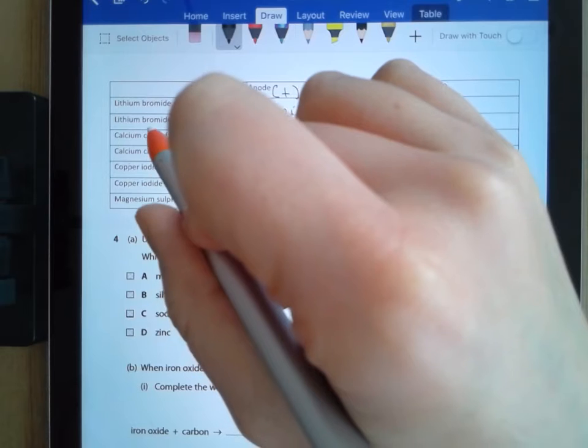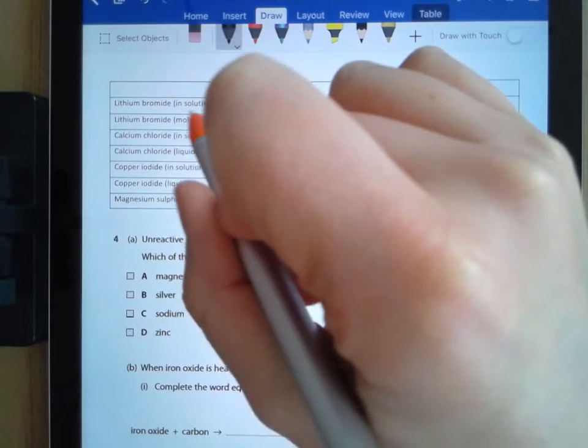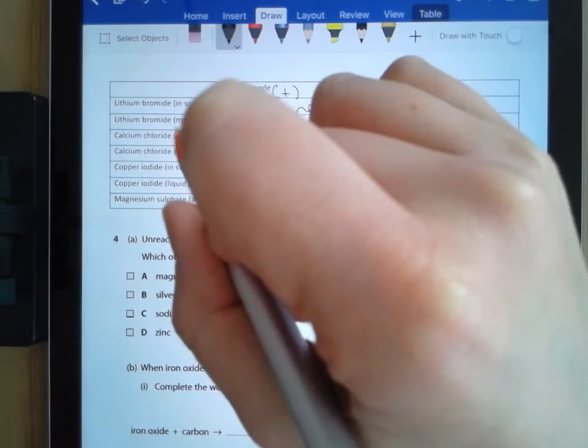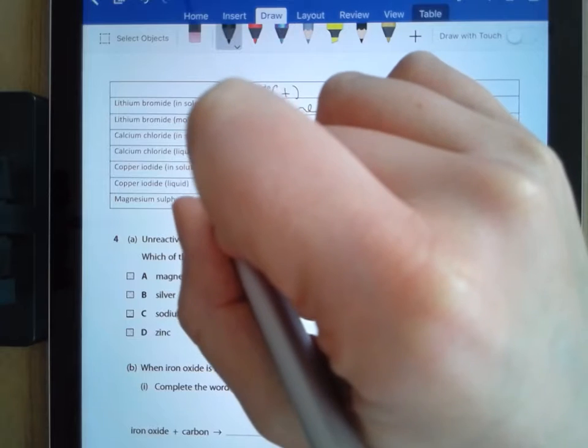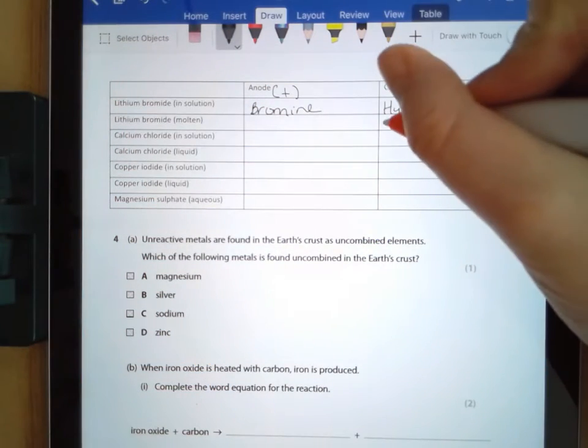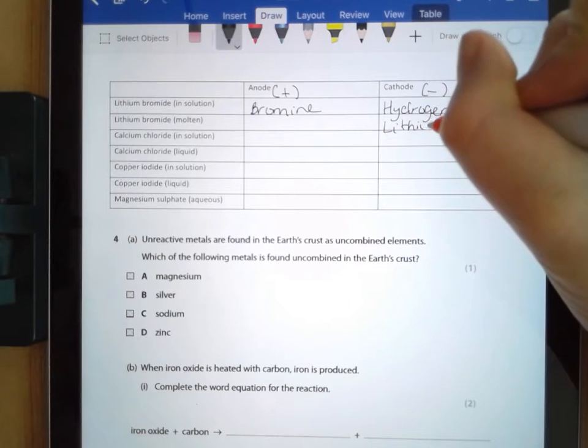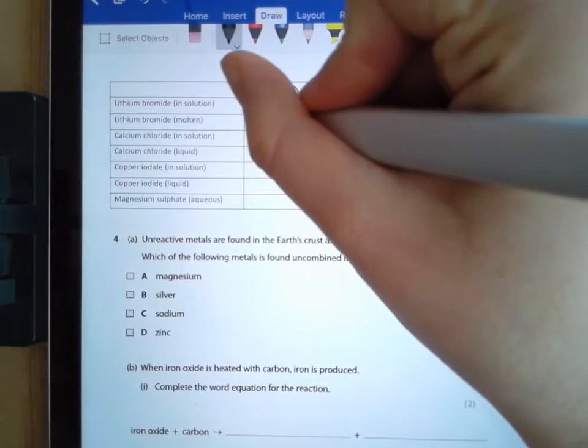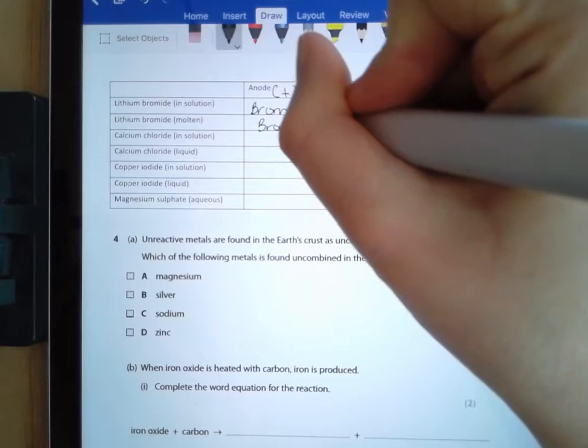And then at the anode, it's just going to be bromine because bromine is a halogen and the halogen forms. Then I've got lithium bromide molten. So if it's molten, it just means you've melted it. There's no water present, so there's no hydrogen present. All you've got is lithium and bromine. Lithium is the metal. It forms at the cathode. Metal always goes to the cathode. And then bromine will form at the anode.